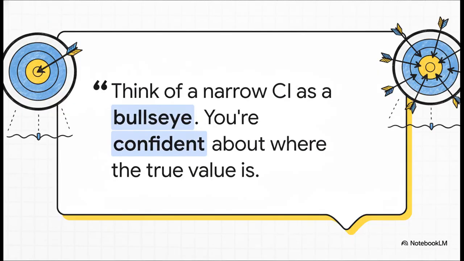This is a perfect way to think about it. A narrow confidence interval is just like hitting a bullseye. It means your estimate is super precise, and you've really zeroed in on the true value. But a wide interval? That's like your shots are all over the target. You're much less certain about where the center actually is.